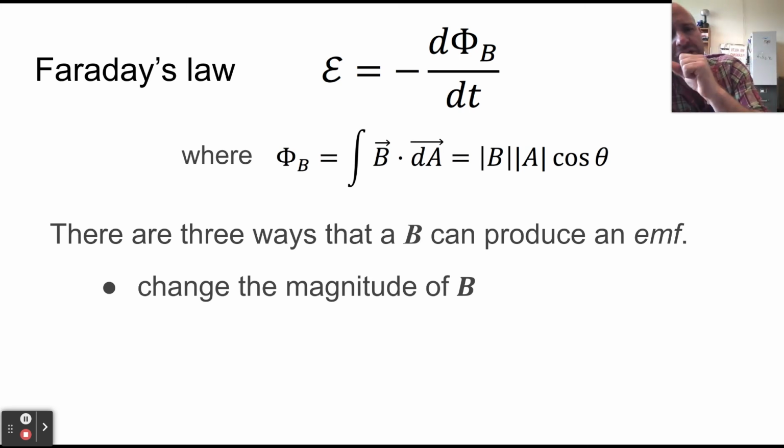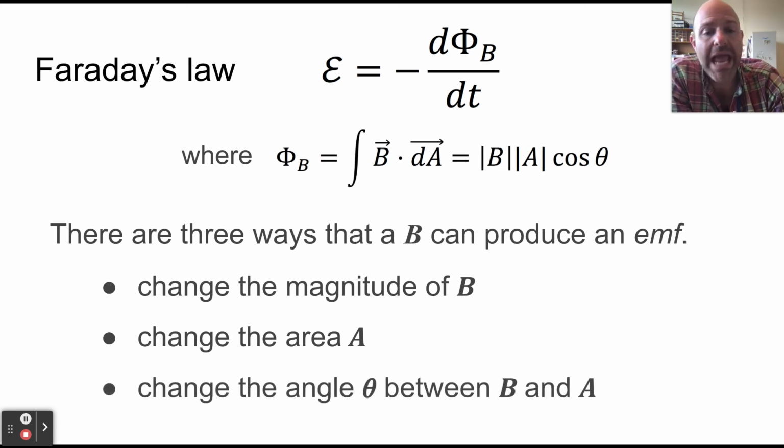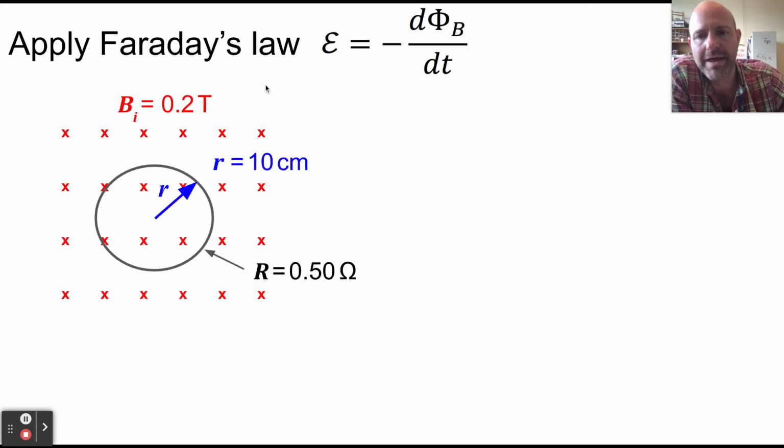But there are 3 ways to change the flux. You can change the magnitude of the magnetic field, and you can do that by maybe bringing a magnet closer or farther away. If it's an electromagnet, you can turn the voltage up and down on that. You can change the area that's in the magnetic field, or you can change the angle between the magnetic field and the area vector. Those are your 3 methods.